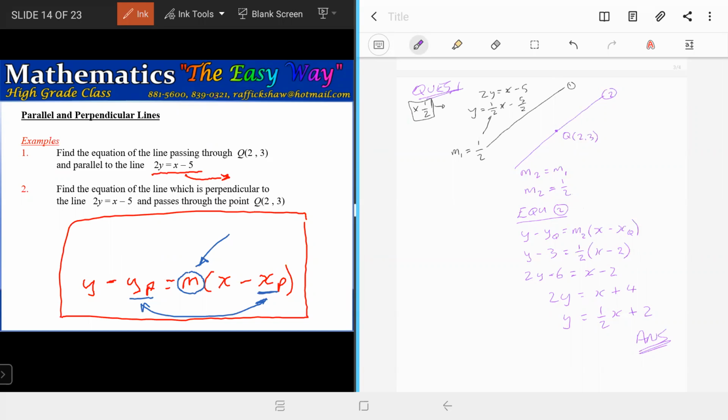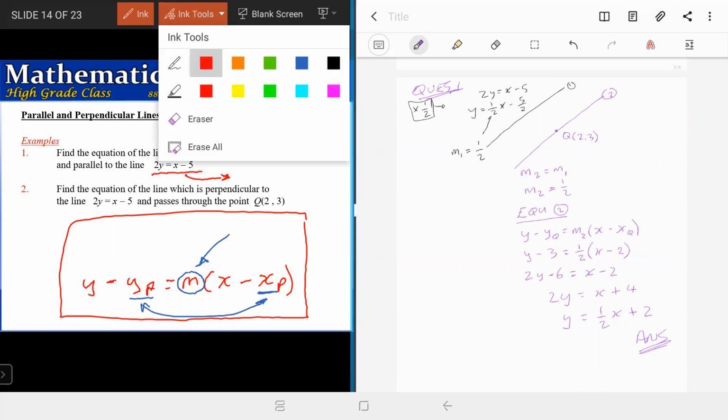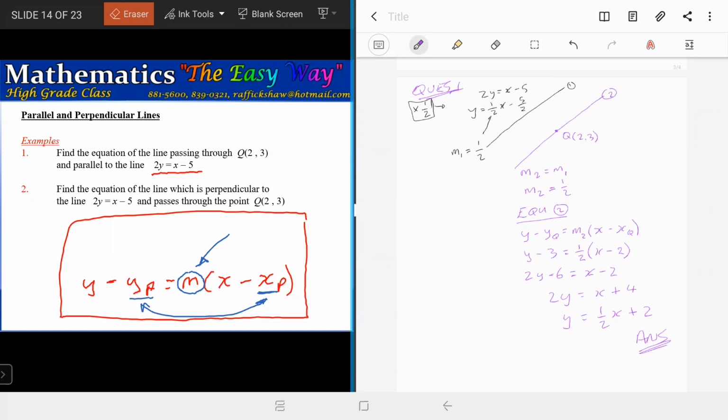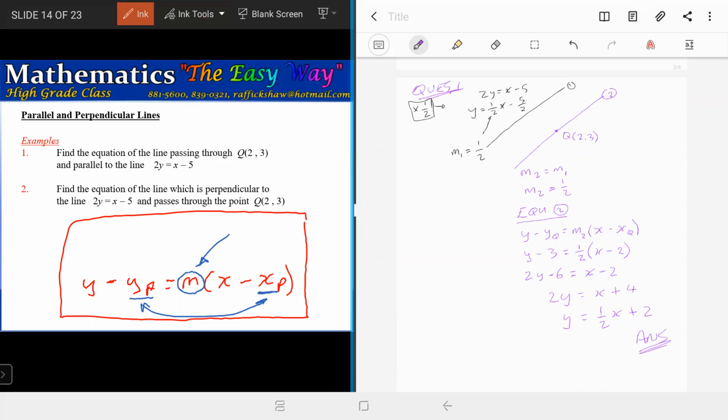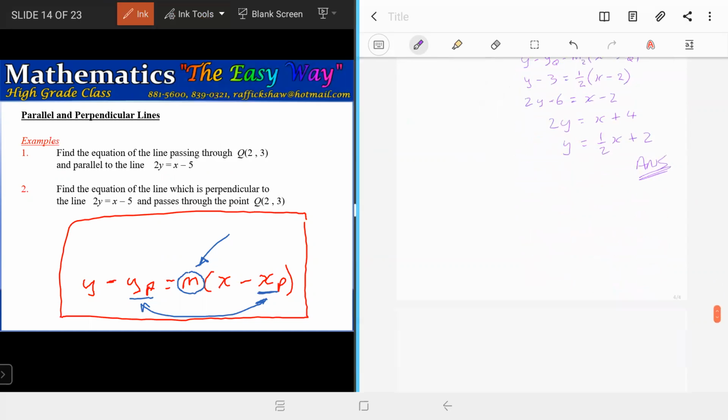Done. Let's go on to question 2 now. And trust me, this thing is very easy. Looking at question 2 now. All right, let's go on another page for question 2.